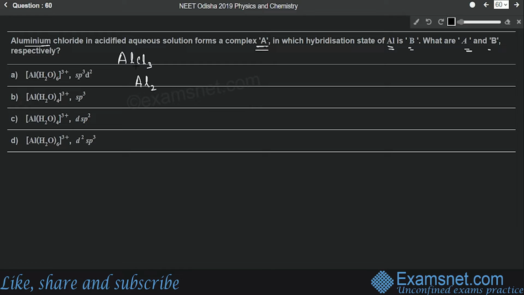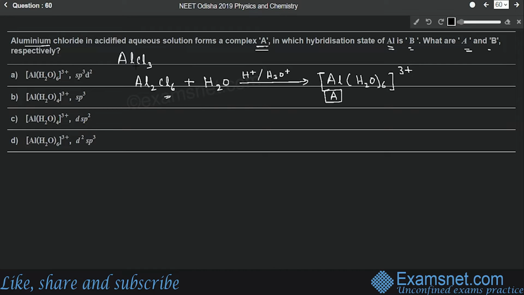So Al2Cl6 will be there. Okay, and there is aqueous solution, that means these will react with water molecules. Also the solution is acidified, so H plus or H3O plus ions will be there. Now we have to tell what complex, that is A, will be formed here. In place of these 6 chlorine, 6 water molecules will be added. So Al, then 6 water molecules, and then 3 plus charge will be there. So this is the complex A.